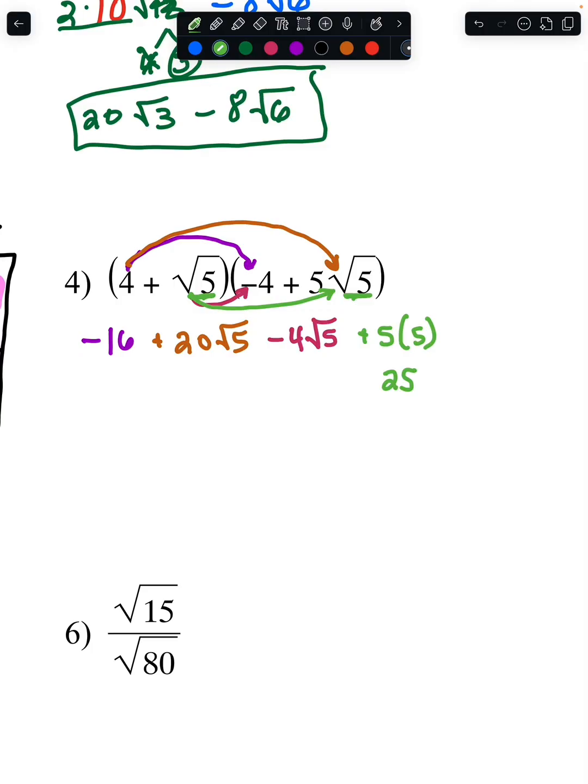Now let's go ahead and combine our like terms. We got this negative 16 and a positive 25. That's going to be a positive 9. And then I got 20 square root of 5 minus 4 square root of 5 is going to be positive 16 square root of 5. And that is the answer for that one.